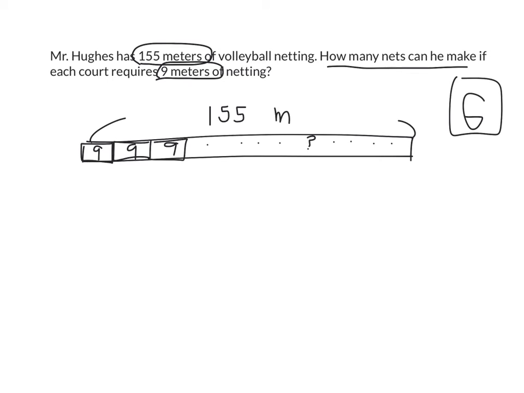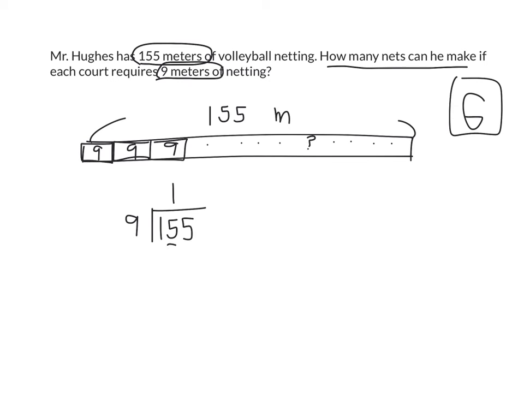So what division equation do we need to actually do? 155 divided by 9. Very good, 155 divided by 9. If I do that, I can't do 100 divided by 9, so I'm going to regroup it to become 15 tens. 15 tens divided by 9 is what? It's 1. Very good.